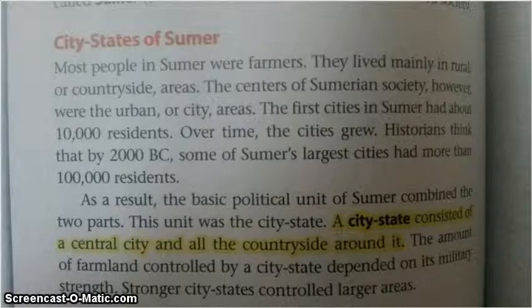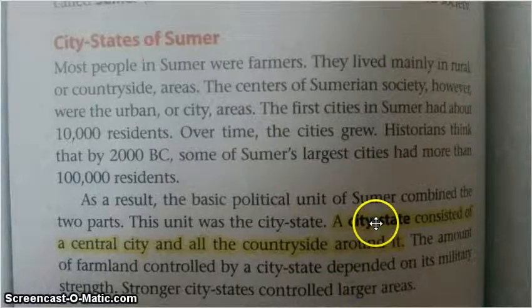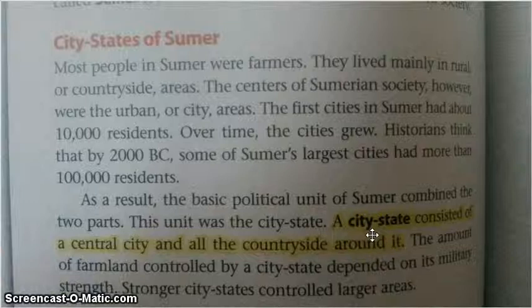Now let's go back and read the next one. As a result, the basic political unit of Sumer combined two parts. This unit was the city-state. A city-state consisted of a central city and all the countryside around it. The amount of farmland controlled by a city-state depended on its military strength. Stronger city-states controlled larger areas. I think city-state is definitely important here, and it's definitely important that you know that that's a city and all the countryside around it.